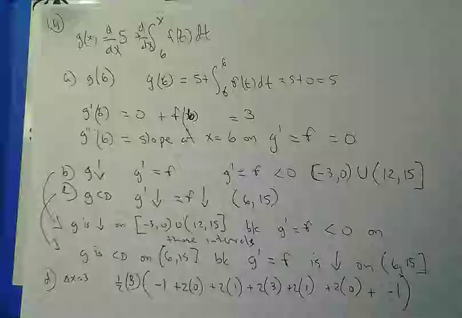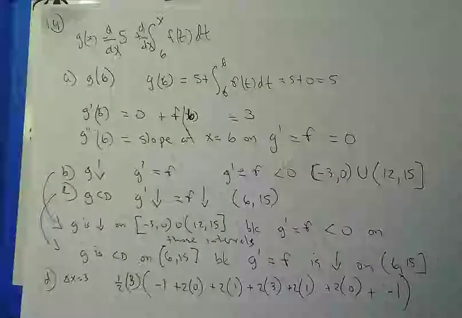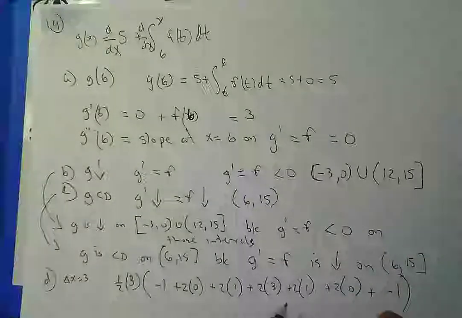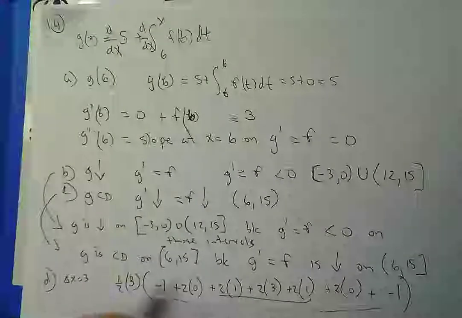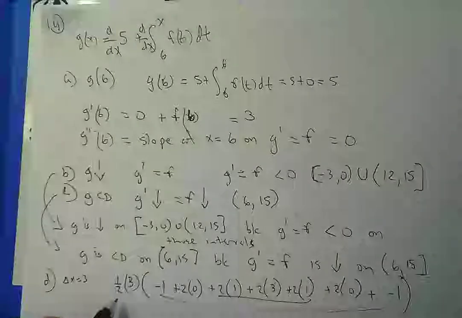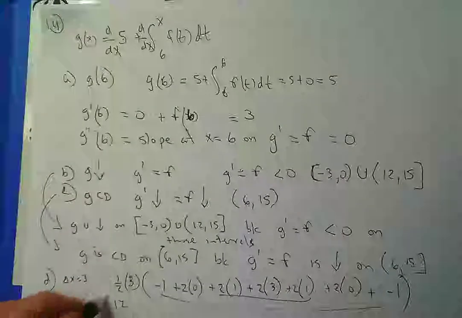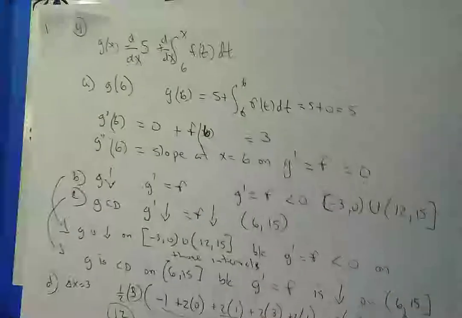So that would be my answer to the trapezoid approximation. Just out of curiosity, that's going to be 10 minus 2 is 8, 24 over 2 is 12. So I get an approximation of 12.